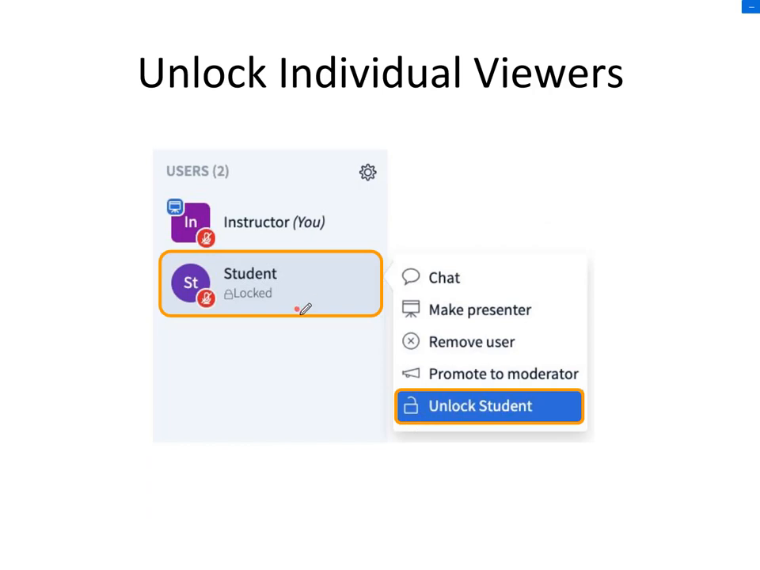As a moderator, you can click on any student who has been locked. If the lock settings are in place, everybody gets locked, but you can actually unlock a particular student. So if you want to let a particular student share their microphone and you've locked everybody from microphone, you can click on their name and unlock them. Maybe you want to let them do a presentation.